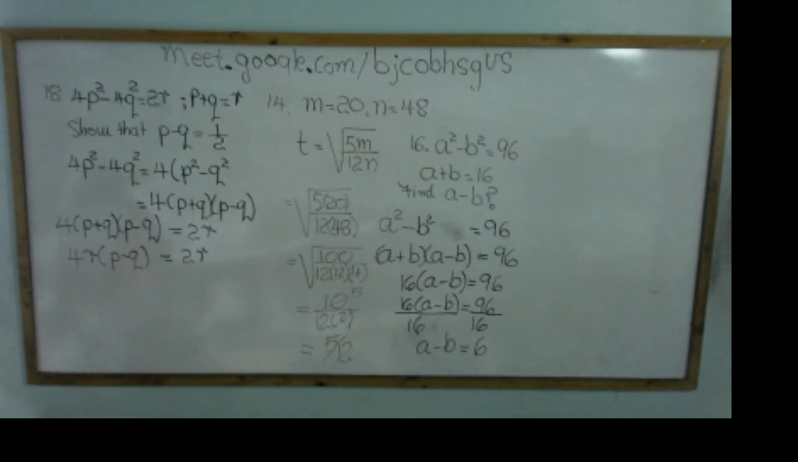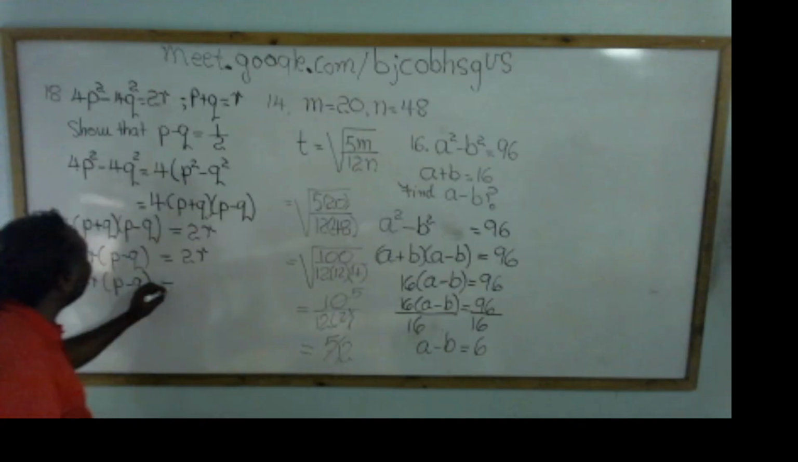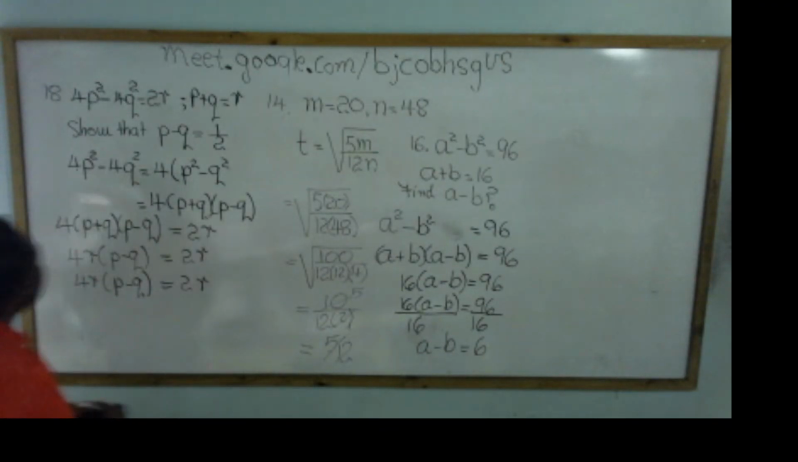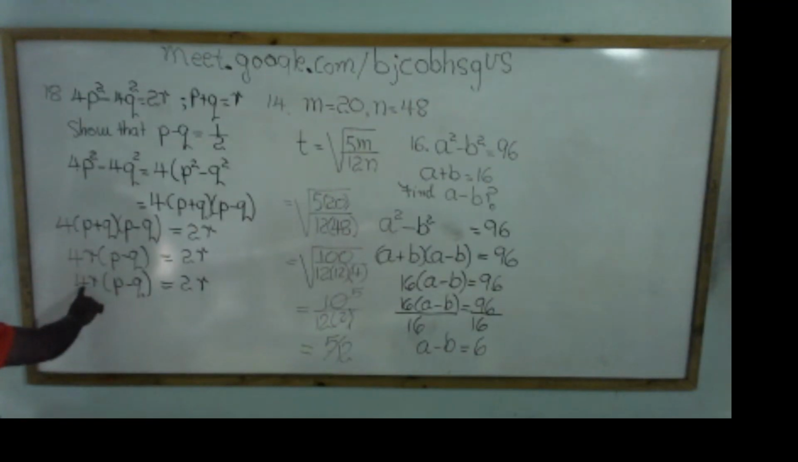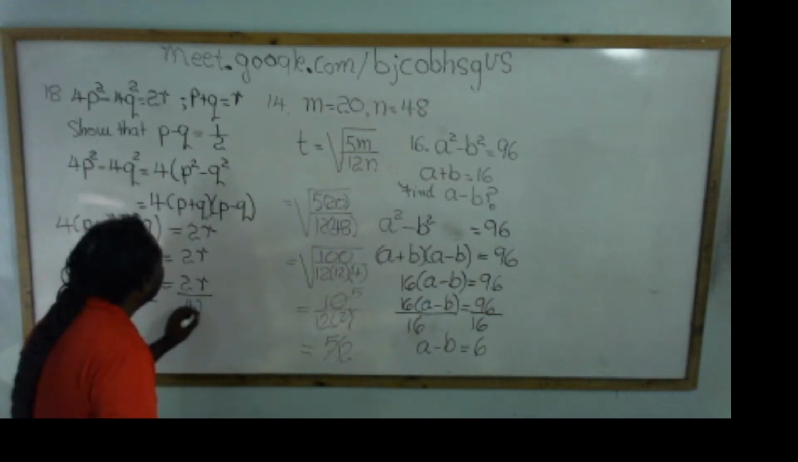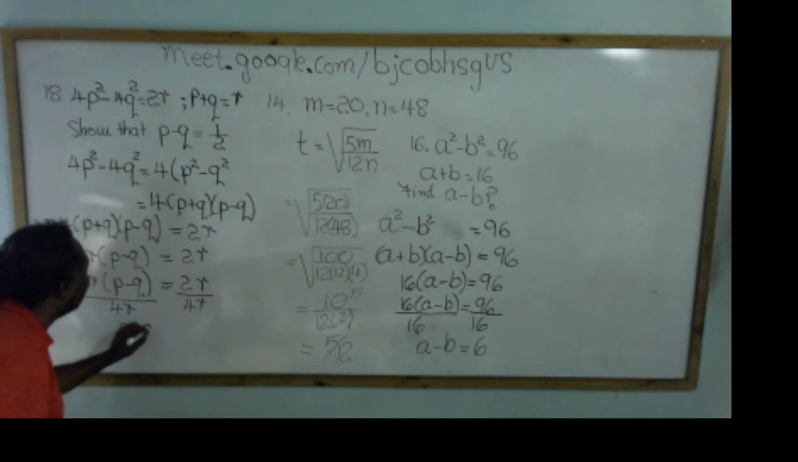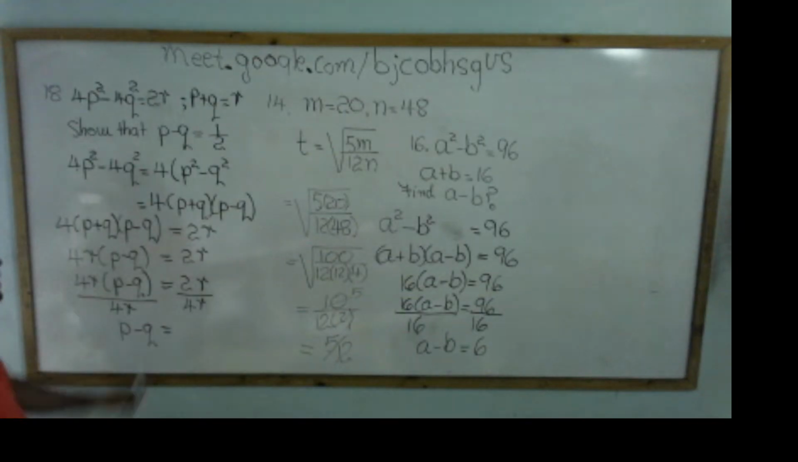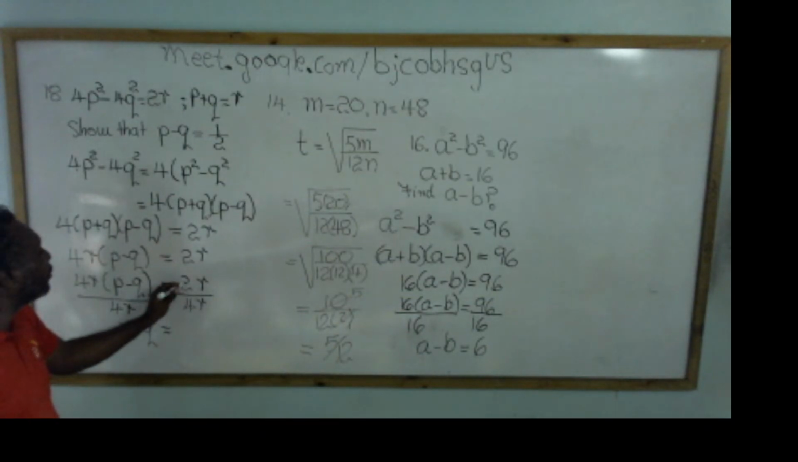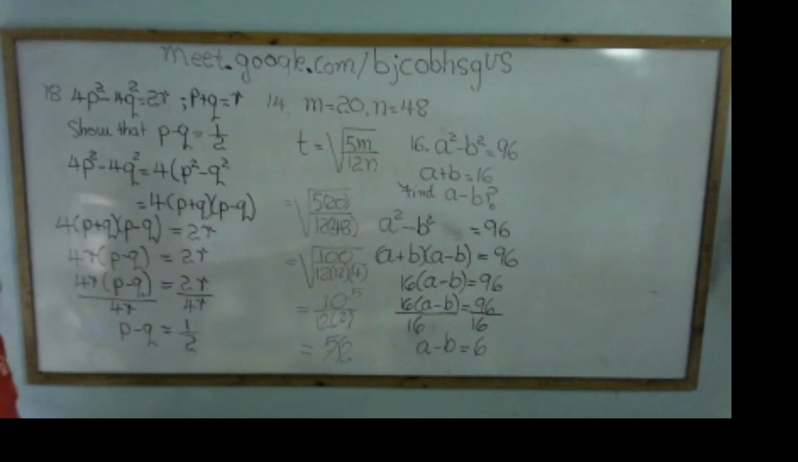So in order to find what p minus q is, we have to eliminate this 4r that we are multiplying by. So we're going to divide by 4r there, and we're going to divide by 4r over here. So the 4r will cancel, and we have p minus q is equal to, the r's will cancel, and 2 over 4 may be simplified to a half. So p minus q is equal to a half.